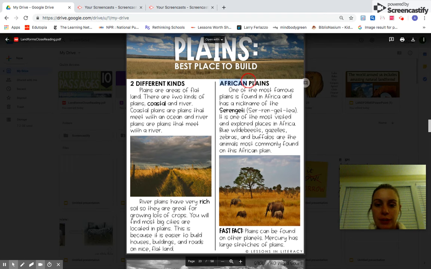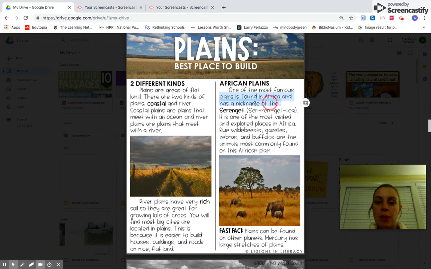African plains. One of the most famous plains is found in Africa, and it has a nickname of the Serengeti. Okay, so it's pronounced the Serengeti. It is one of the most visited and explored places in Africa, which means so many people go see it and they look around. Explore means to look around and see what's there, right?